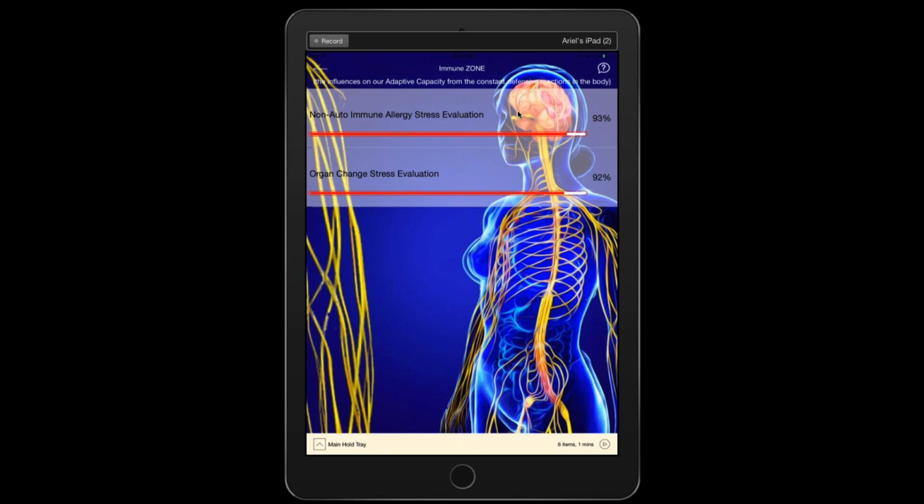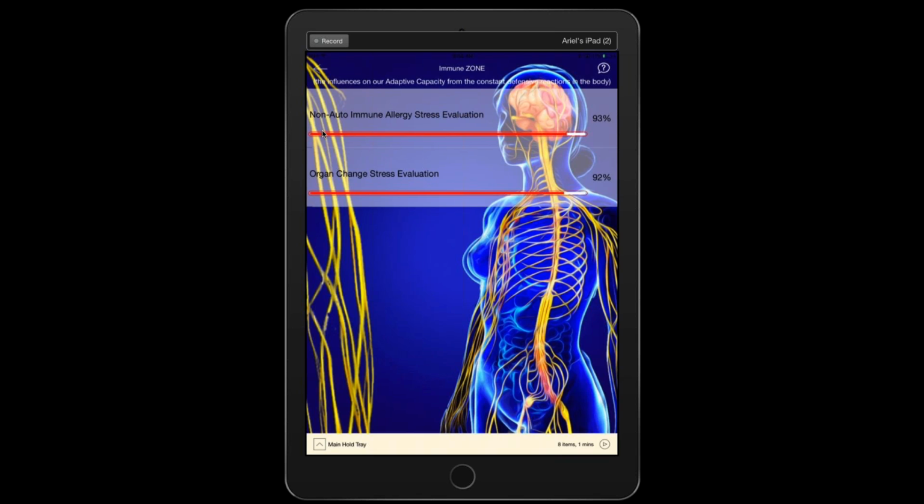Organ change stress evaluation. I'm going to assume that the organ has changed in some significant or perhaps less than significant way. Non-autoimmune allergy stress evaluation. So this is an allergy not relating to autoimmunity. There's something going on perhaps in the environment, perhaps mold, perhaps pollen, perhaps springtime. And again, these hold homeopathic remedies, many of them that have been digitally imprinted to each of these frequencies.